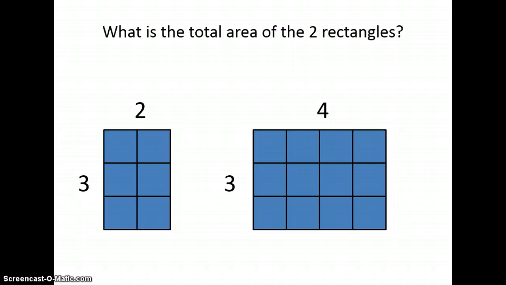Well, that's pretty simple. I would find the area of the first rectangle by multiplying 3 times 2, I get 6. I can also count 1, 2, 3, 4, 5, 6 tiles. That's the area. And find the area of the second rectangle. 3 times 4, that's 12. And then to find the total area of both of them, I just take the sum of those two products, or those two areas. Okay, and I get 18.